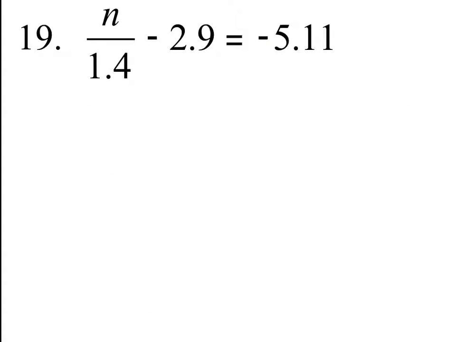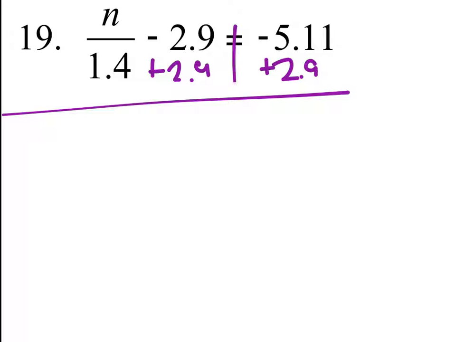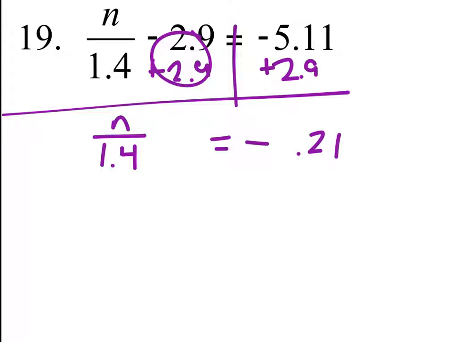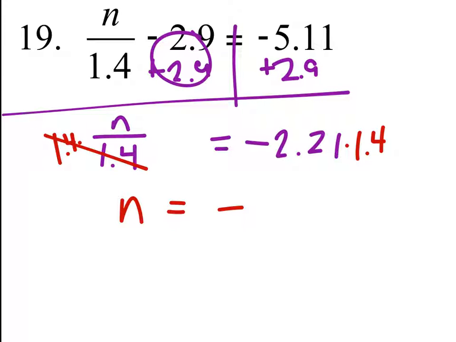All right. Same idea on these. If I can get that n over 1.4 all by itself, then I'll be in good shape. So I need to add 2.9 to both sides. So that becomes a 0. I got n over 1.4 equals negative 2.21. Now I'll multiply both sides by 1.4 so that these cancel out. And I got n equals a negative. Bam, there it is.